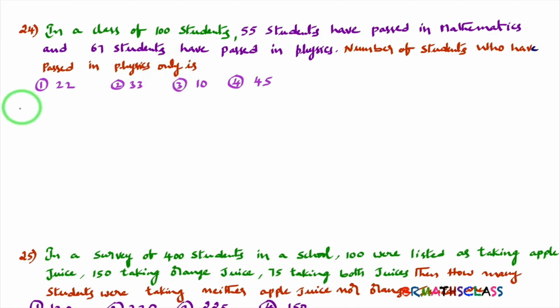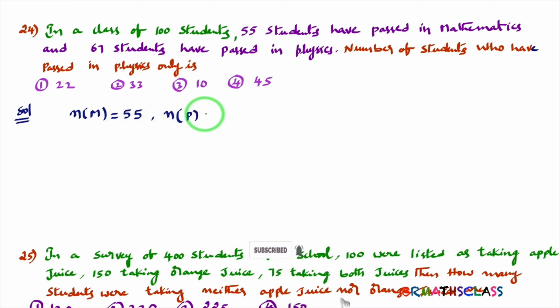Okay, right. So here first I'll write the given information. The number of students who passed in mathematics: 55 students passed in mathematics. This information they gave. N of P. What is N of P? The number of students who passed in physics. They gave it as 67. This particular point you need to understand. This information is not given. If you understand this point, it is very easy.